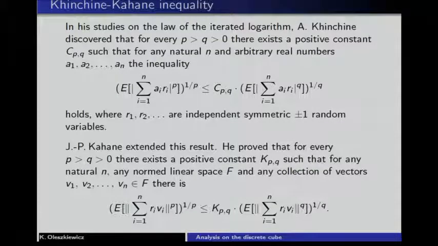Actually, this is an open problem. I promise to give some open problems. So this is probably a quite difficult open problem. It's not known whether these optimal constants that appear in Khinchin inequality and Khinchin-Kahane are equal.